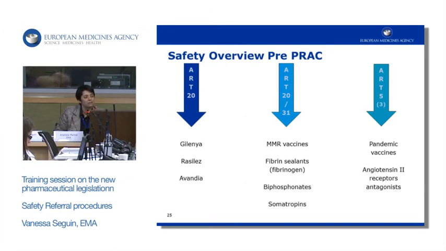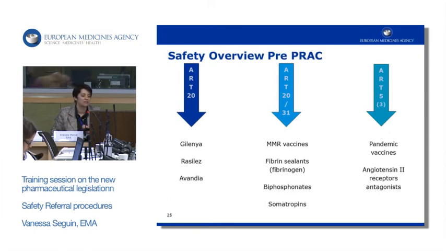Then we have other types that are a mixture of centrally and nationally authorized products, for which until now we had to have parallel procedures. We had to have Article 20 for the centrally authorized products and Article 31 for the national ones. This has now been simplified with the new legislation, because if you have a mixture, you put everything in the same basket, one single procedure, and it's much easier for everyone.